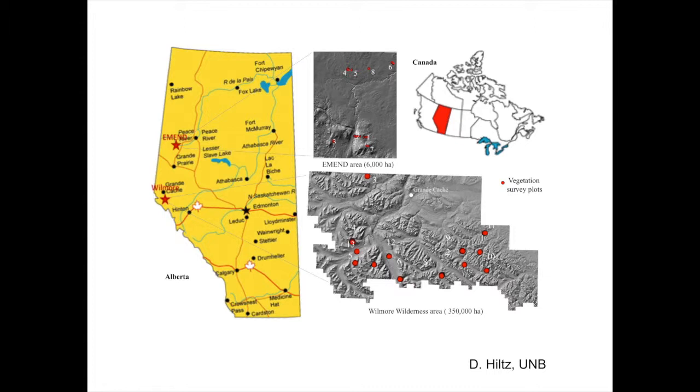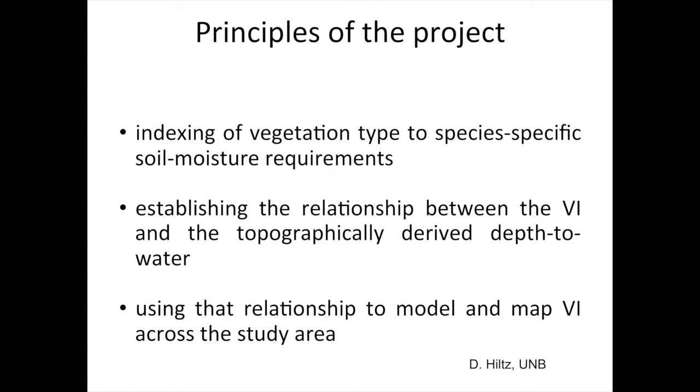I'll speak now really briefly about some work that Douglas Hiltz of UNB is doing, trying to look at the relationship between vegetation and wet areas mapping. Doug has two study areas, the EMEND site that Gord just spoke about by Peace River, and then he's also working in Wilmore Wilderness just outside of Grand Cache. And essentially, Doug is trying to look at the depth to water that comes from the wet areas mapping and relate it to soil moisture classes that plants exhibit.